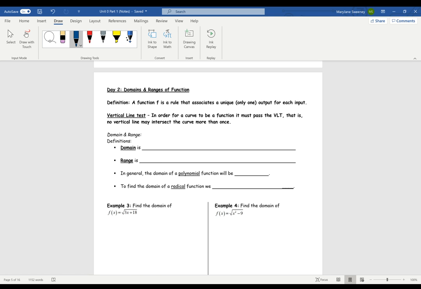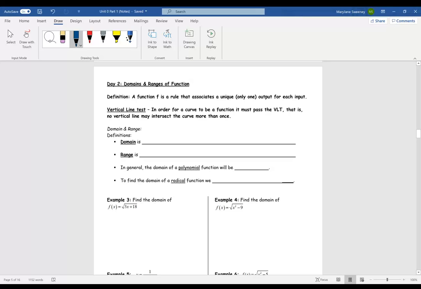Okay, looking at some day 2 notes. They're talking about a function f is a rule that associates a unique, only one output for each input. So we know your x's basically can't be repeated, right? You can't have an x going to 2 different y values. Next thing it talks about is the vertical line test. It would not pass the vertical line test if you had an x value going to 2 different y values.